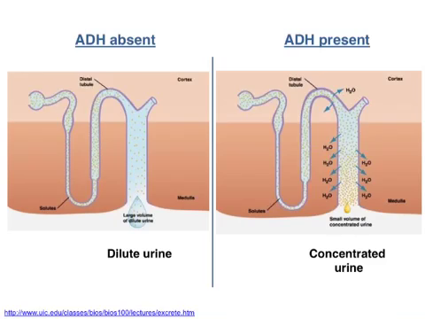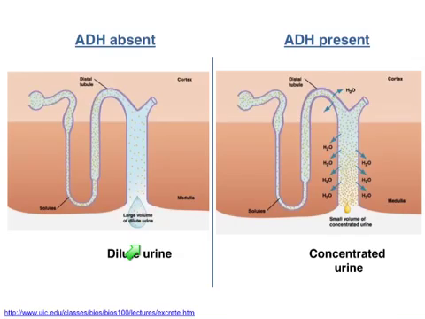In the absence of antidiuretic hormone, you basically produce a very large volume of dilute urine. Okay, so you get that low osmolarity filtrate passing through the distal convoluted tubule into the collecting duct and coming out your urethra.